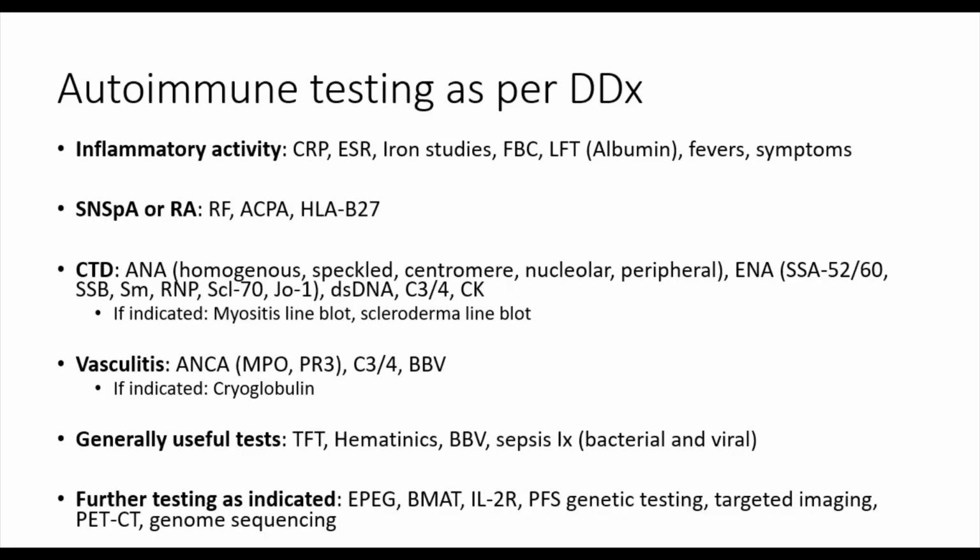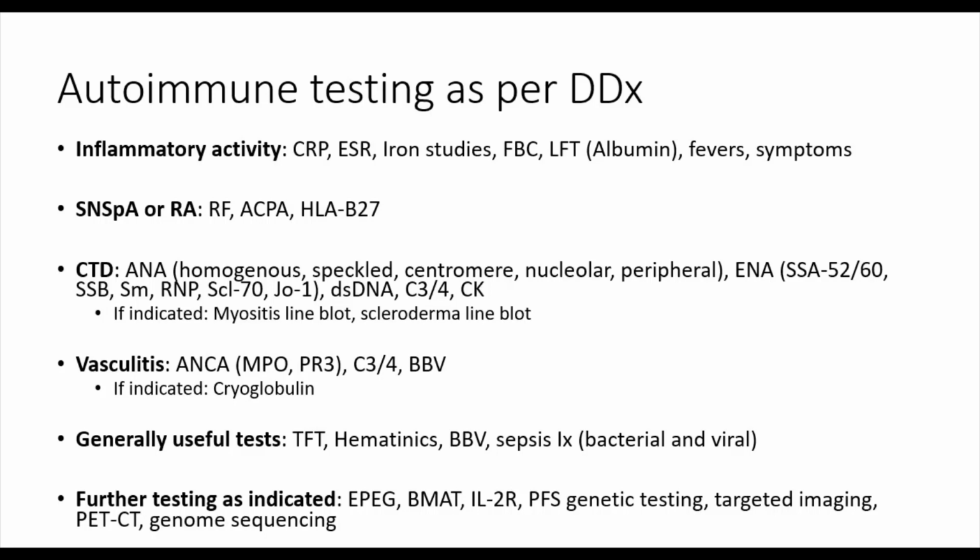If cryoglobulinemic vasculitis is suspected, then cryoglobulin testing can be done, along with complement levels as well as blood-borne virus screening. There are a few other generally useful tests that can be done when working up patients for autoimmune diseases. These are usually targeted at the common differential diagnosis for patients presenting with systemic symptoms and elevated inflammatory markers, which includes solid organ and hematological malignancies as well as infections.